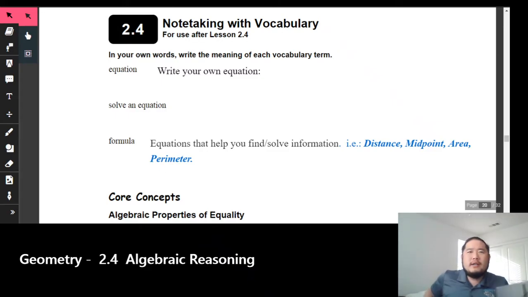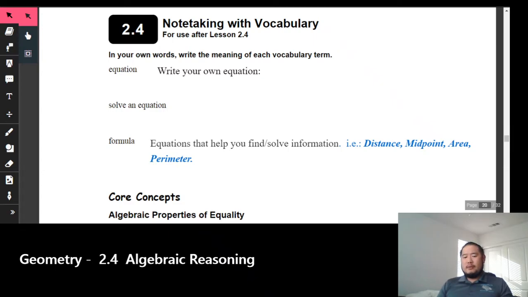Let's begin right here, taking a look at 2.4, which is algebraic reasoning. What we're going to actually start doing is getting one more step closer to proving whatever's asked to be proved, whether it's a postulate, some sort of theorem, etc. This time, however, we are going to use your algebra to help us prove and solve equations.